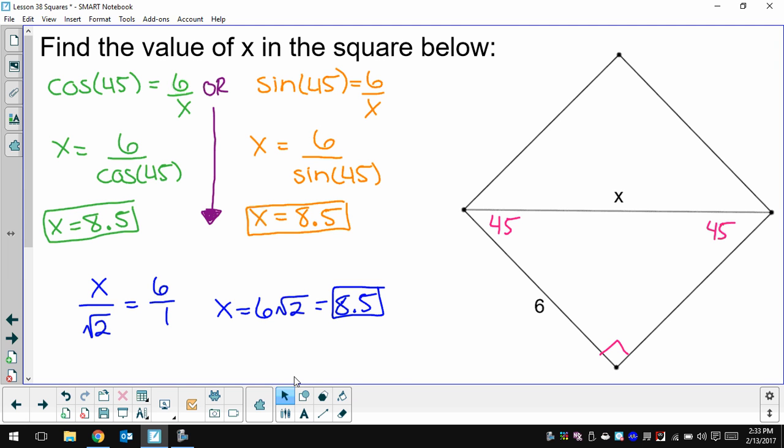So I did mention before, you could do Pythagorean theorem if you want to. Since this side is 6, that means this other side is 6. So A and B are both 6, C is x. You could solve for x, and you could use Pythagorean theorem. So whichever option you like, you should use.